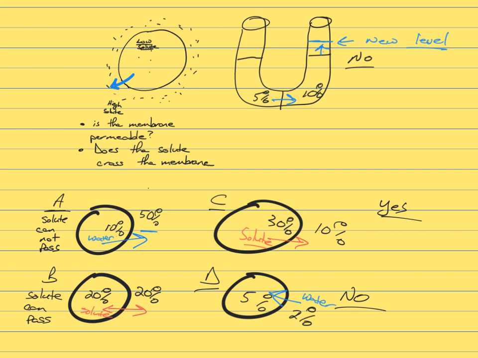It's all based on some really simple ideas. Things are going to move from their high to their low unless they can't, and if they can't, then the water will move. That's that simple. How do you know when they can't move across the membrane? Somebody has to tell you. That has to be part of the problem. You can't just memorize it.